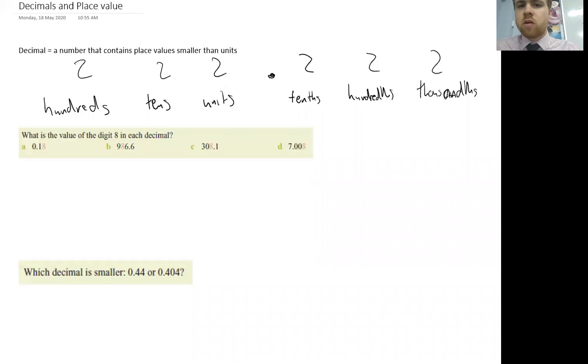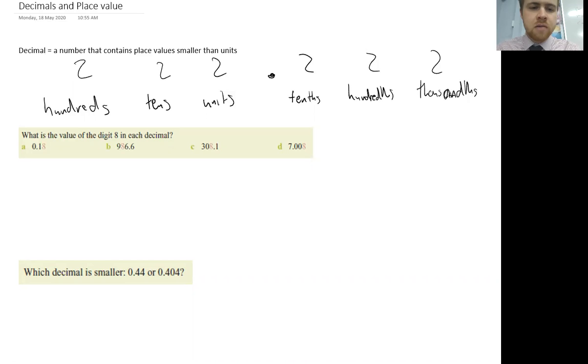What do we do with numbers when there are parts of it that are smaller than 1, between 0 and 1? A decimal is just a number that contains place values smaller than units. Some of this will be revision from primary school, but by the end of the topic we'll be doing things beyond what you've done in primary school. It's important that we understand those fundamentals, those core concepts, so that when we start doing the harder things, we're not getting confused or misunderstanding what we're doing.